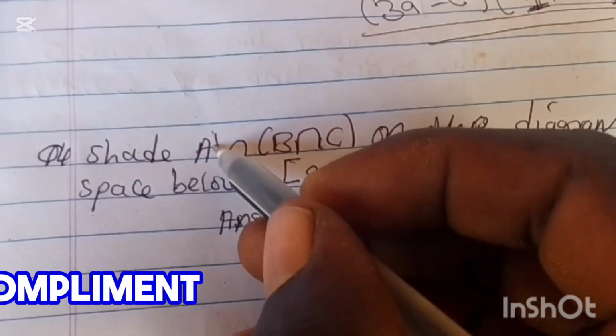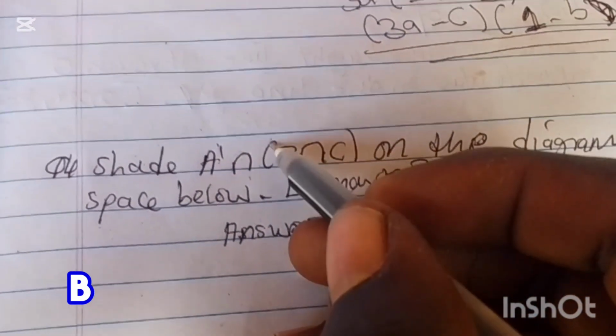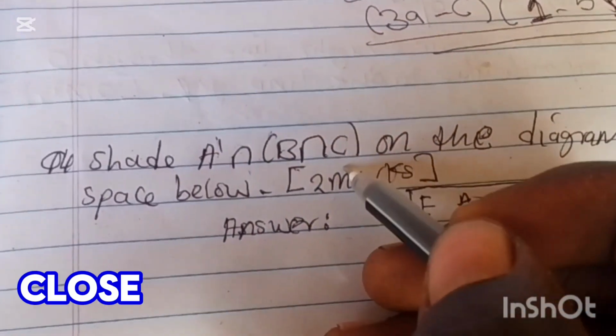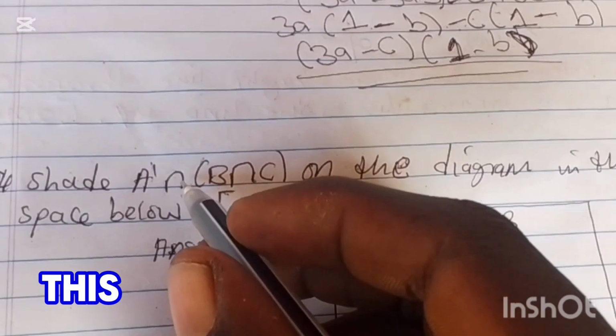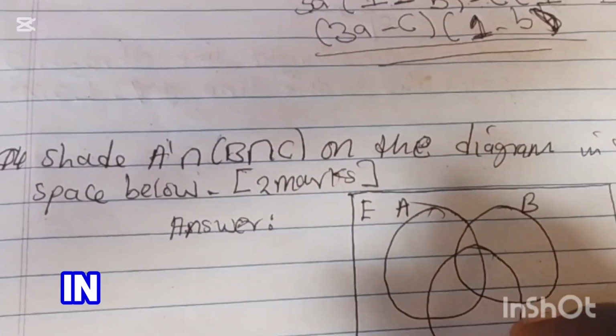Shade A complement intersection B intersection C, on the diagram in the answer space below. So you need to shade this which you have been given. You are going to answer in this set.